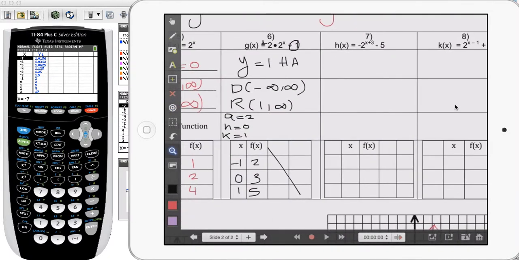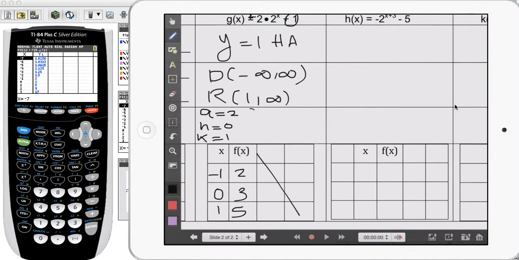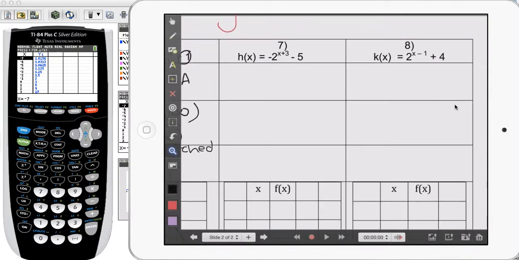A is 2, so this is going to be a stretched graph. H is 0, so it's not going to affect my transformation. K is 1, it means my graph went up 1. Now let's move on to number 7.